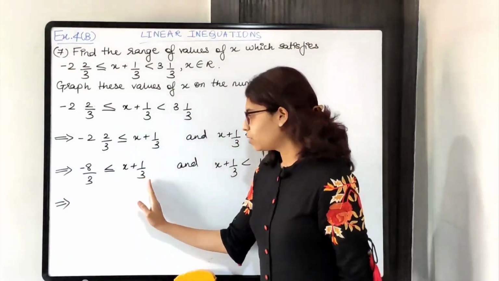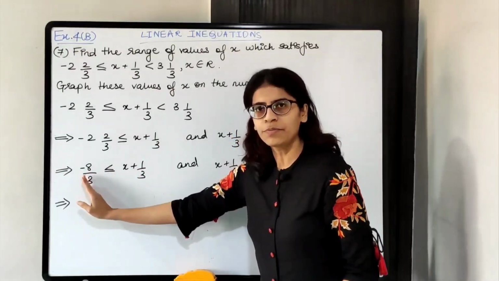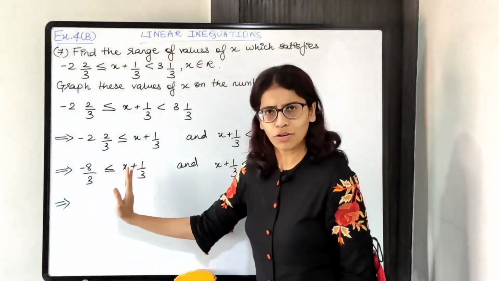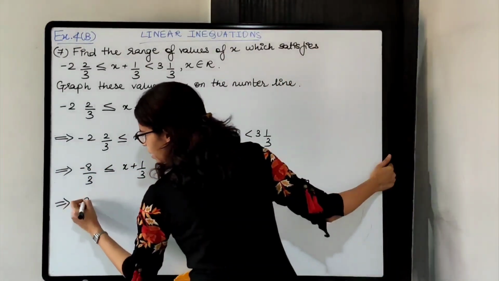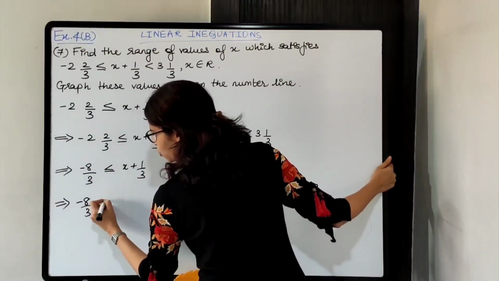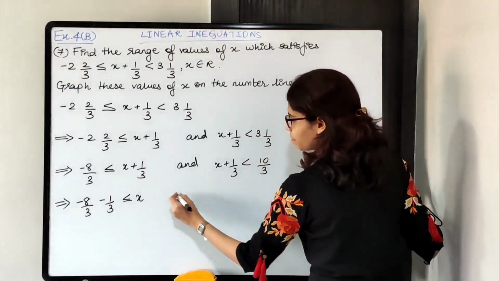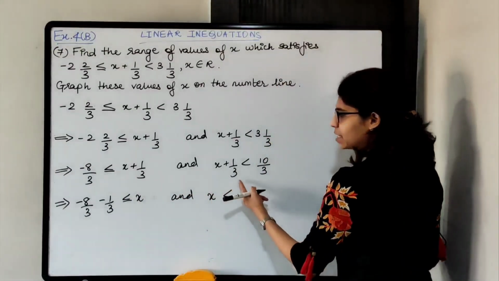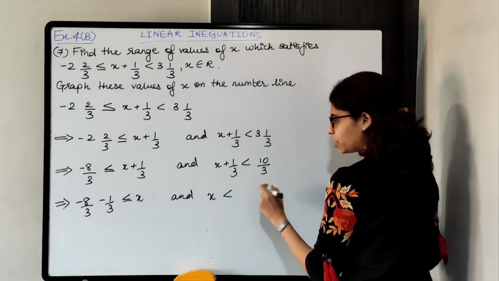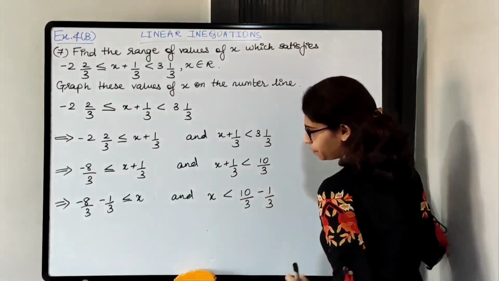What we'll do is 1 by 3 को यहीं पे shift कर लेते हैं. Okay, shift ही कर देते हैं पूरा and then we'll solve. Alright, so first we'll group numbers together. So minus 8 by 3 as it is, 1 by 3 shift करेंगे, so minus 1 by 3 is less than or equal to x, and x is less than, same thing over here, 1 by 3 को यहाँ पे shift कर देते हैं. So 10 by 3 as it is, this will become minus 1 by 3.